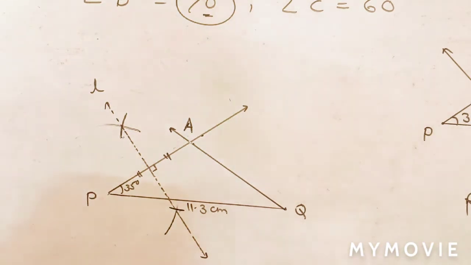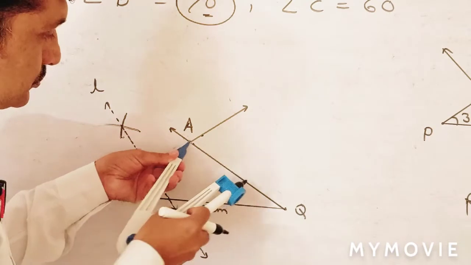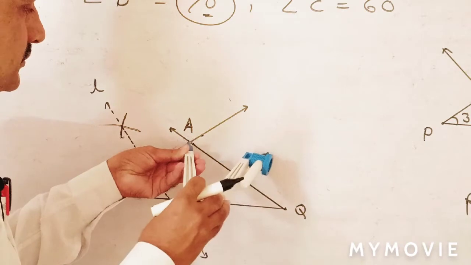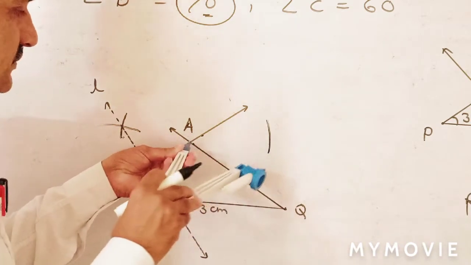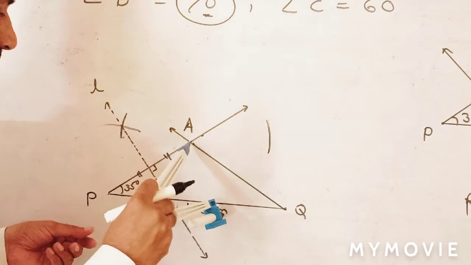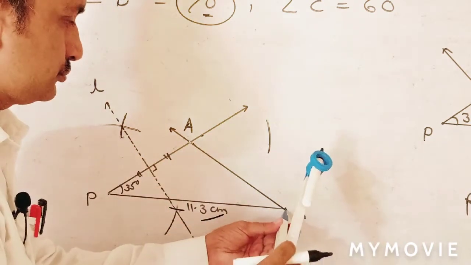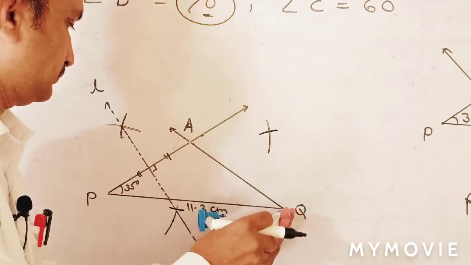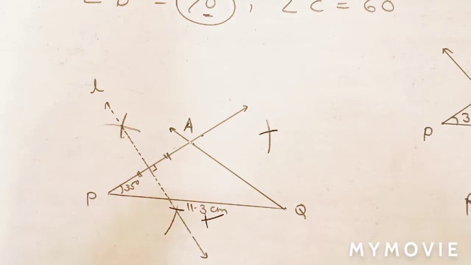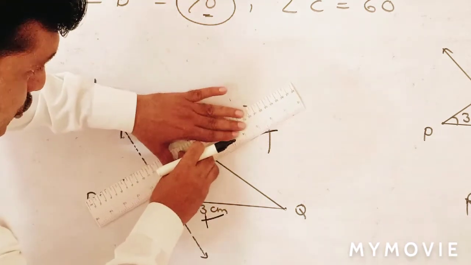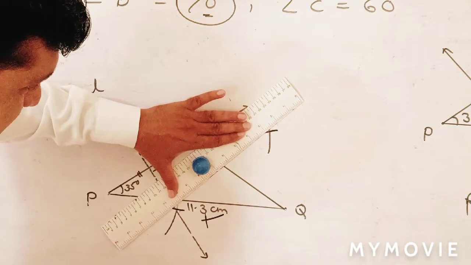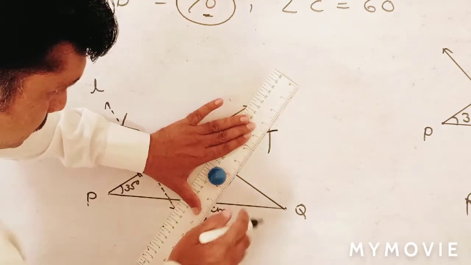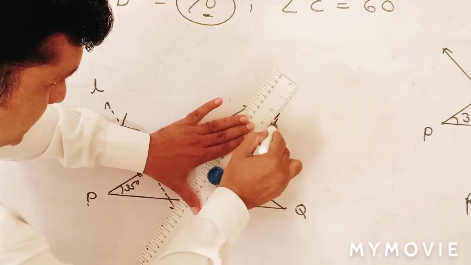Similarly, draw the perpendicular bisector of AQ also. Again the same way: take more than half the distance, one arc on the right side and a second arc on the left side, from Q. Let them intersect here also, and draw a line. This is the perpendicular bisector of AQ. Okay, like this.